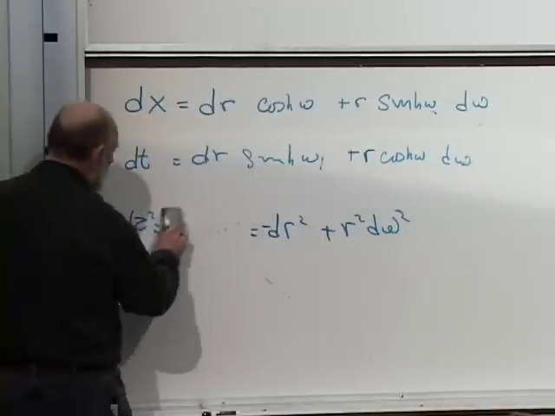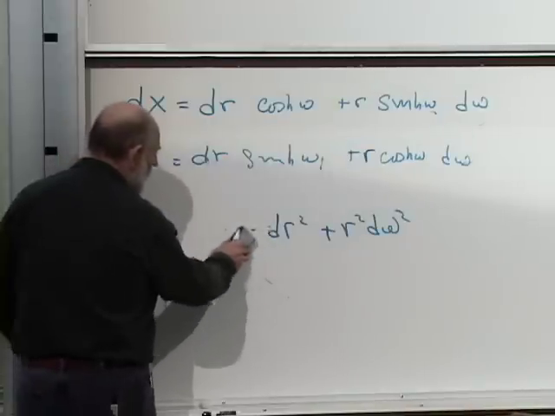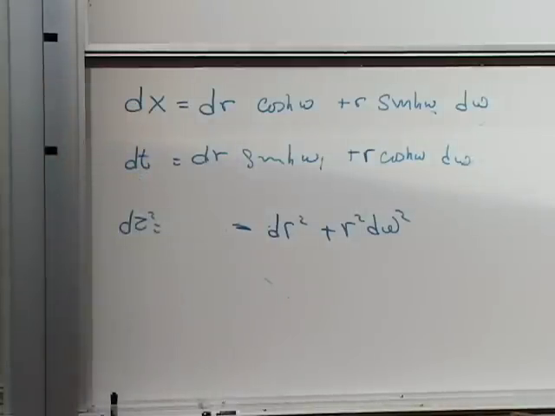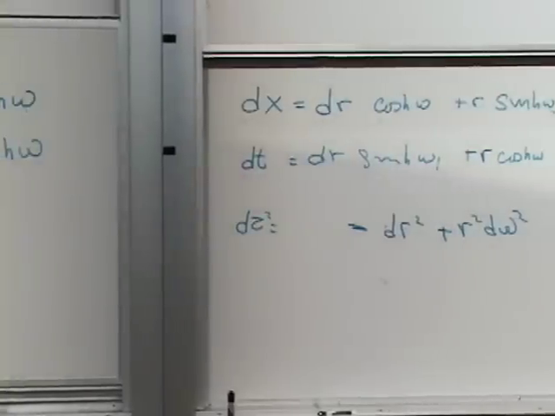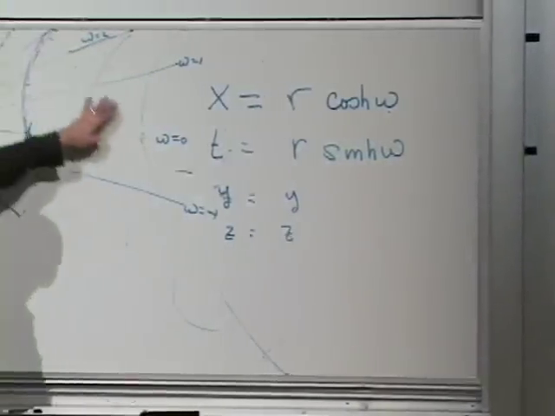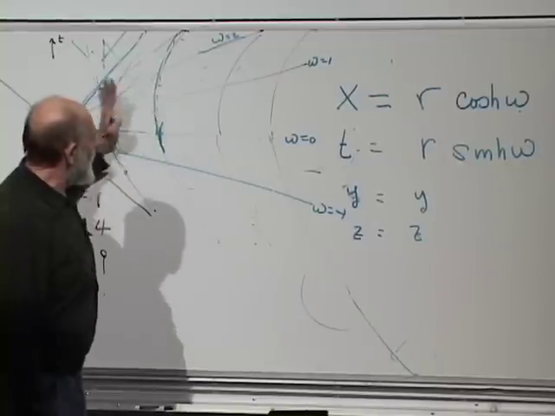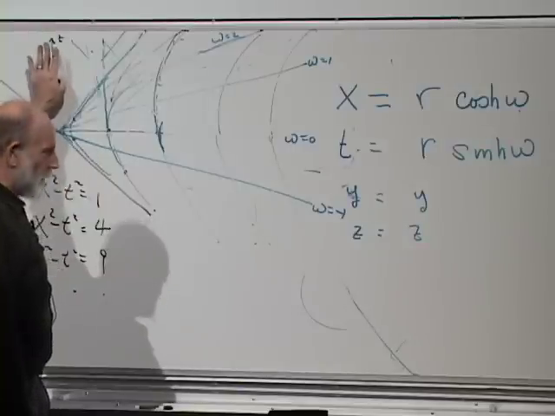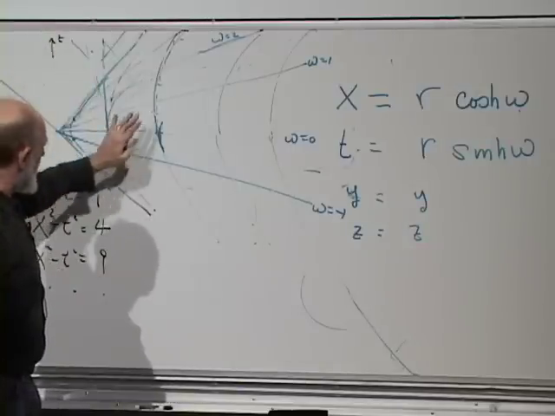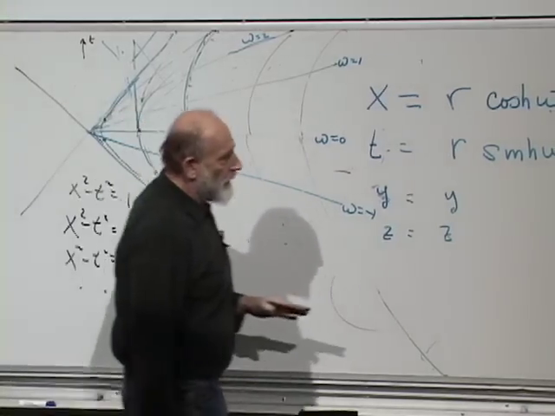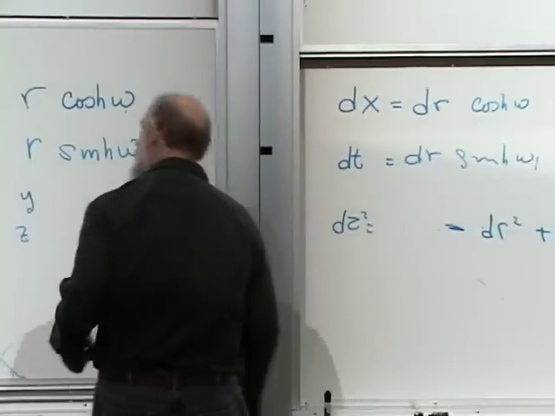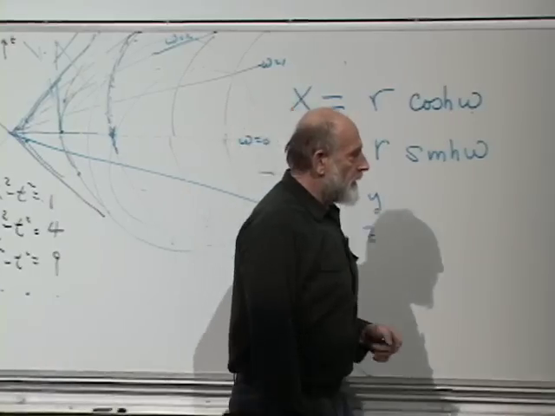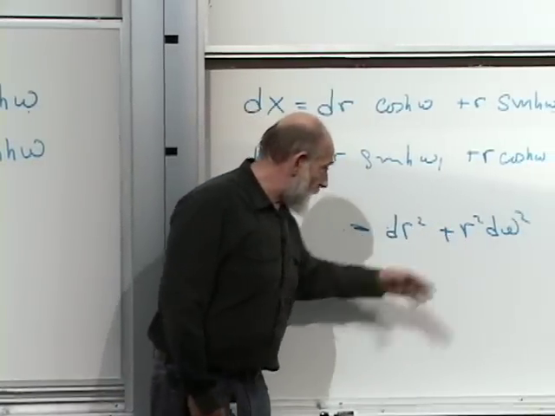This is the metric of flat spacetime in a uniformly accelerated coordinate system. Now, the uniformly accelerated coordinate system should be thought of as only covering the part out here. It doesn't cover the region in here. We can make it cover the region in here, but think of it as r greater than 0. This is the metric that describes everything in this uniformly accelerated reference frame. It's flat spacetime. It's just flat spacetime.